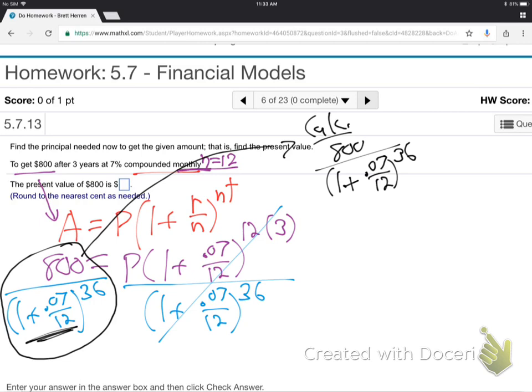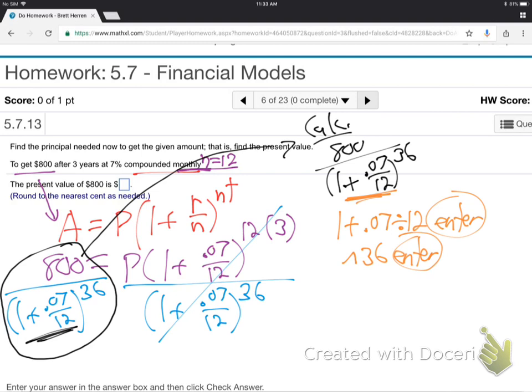Here's what I would actually do on the calculator. First I would go 1 plus 0.07 divided by 12, and then just hit enter. I just start at the bottom with the messiest part. This will make it easier. This way you won't have to worry about parentheses, because what messes people up is all the parentheses and all that stuff. So I would just start with this part right in here. 1 plus 0.07 divided by 12, enter. And then go to the power 36, enter. It'll know that you mean the last answer.